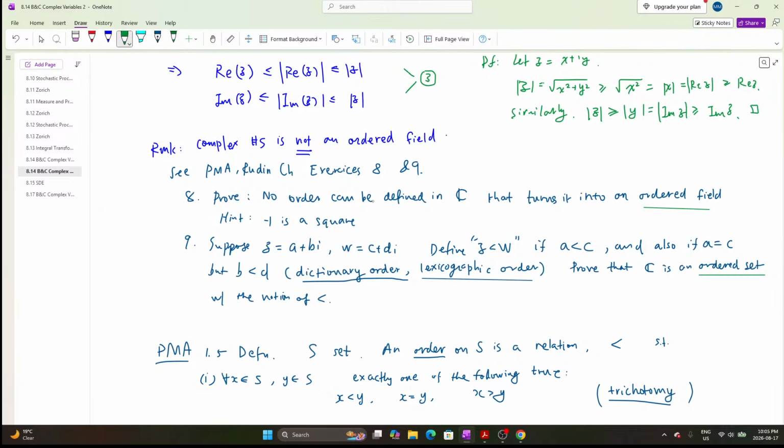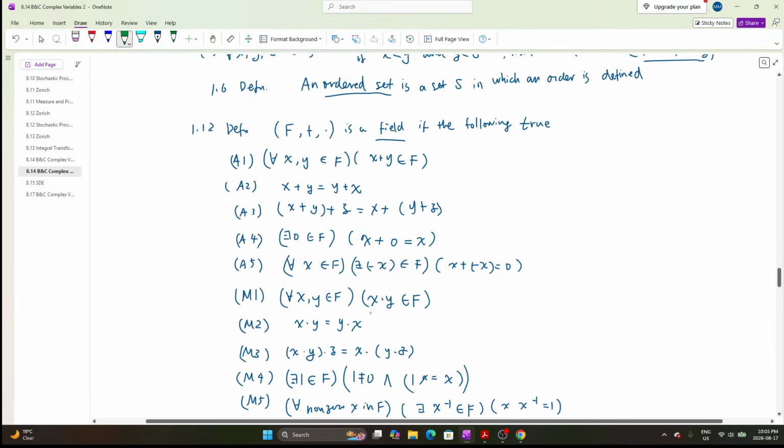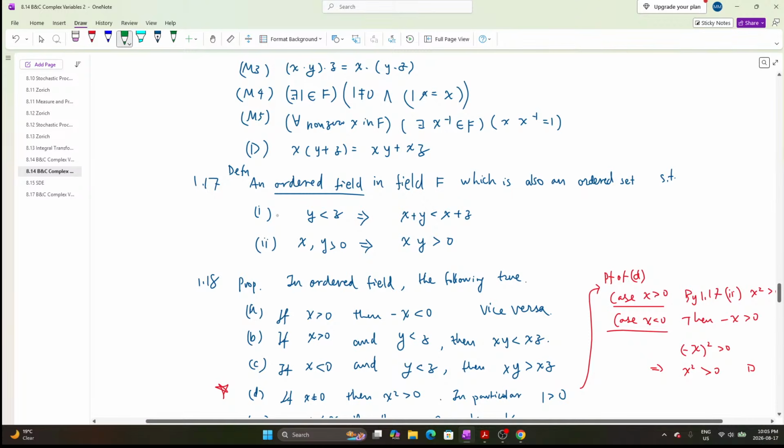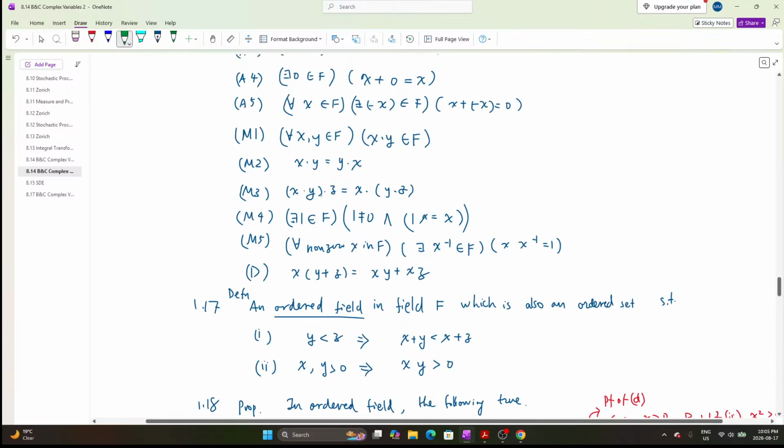But that's an ordered set, not an ordered field. An ordered field is an ordered set and a field, but with an extra condition. That is to say, the order relation has to be compatible in a way with the arithmetic operations, and the exact definitions and axioms are listed here. Okay, so I'm not going to say anything more than that.